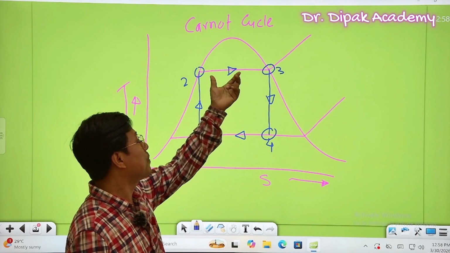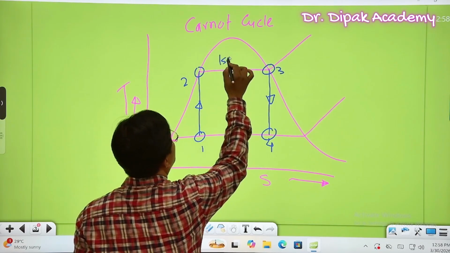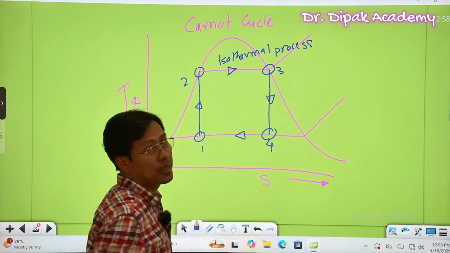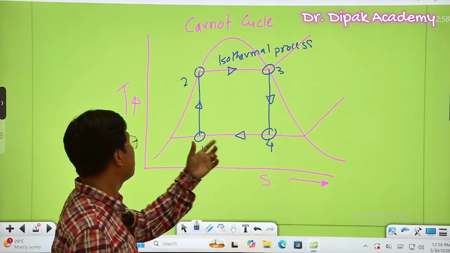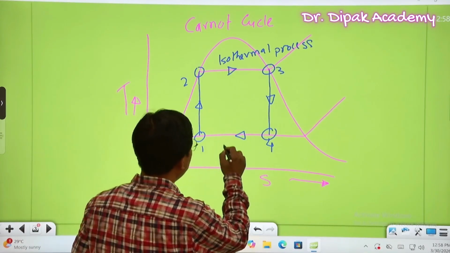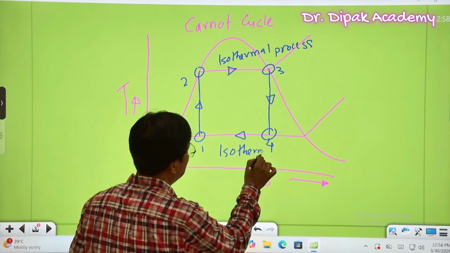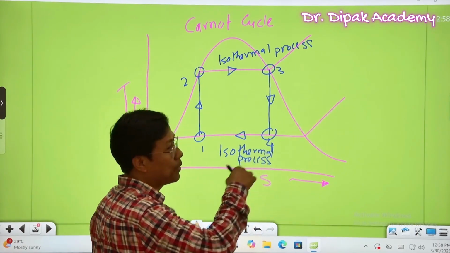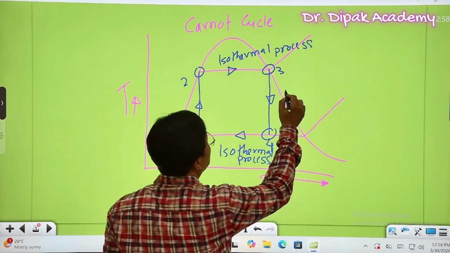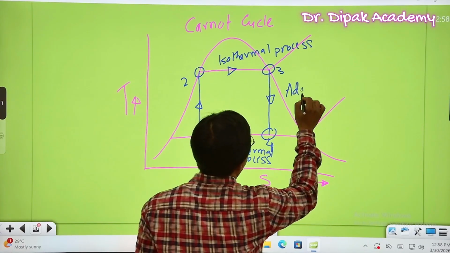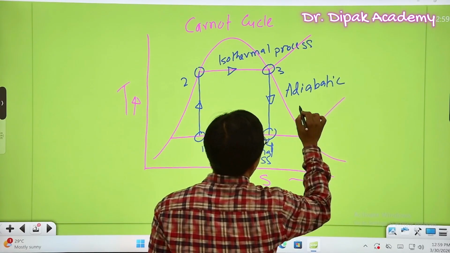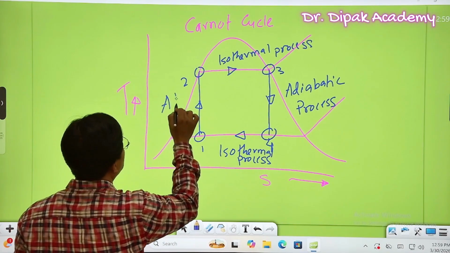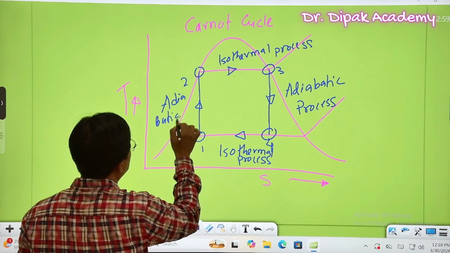And 2-3, you can see in the TS diagram that constant temperature happens. That means this is an isothermal process. Again 4-1 is an isothermal process, because here the temperature remains constant. And 3-4, which is happening in the turbine, is a reversible adiabatic process. Again 1-2 is also an adiabatic process.